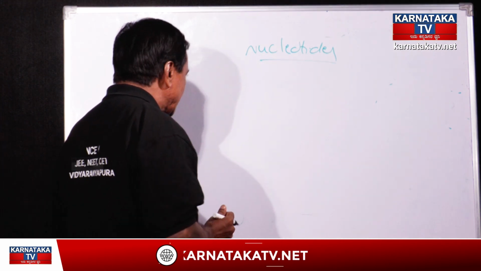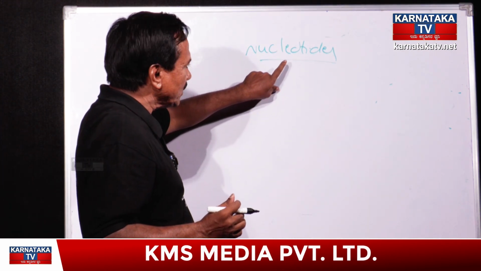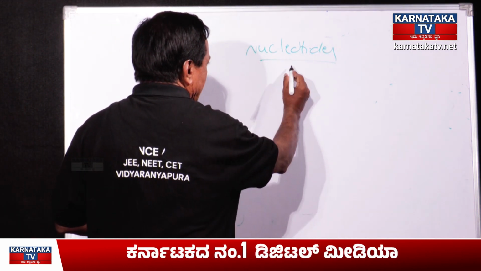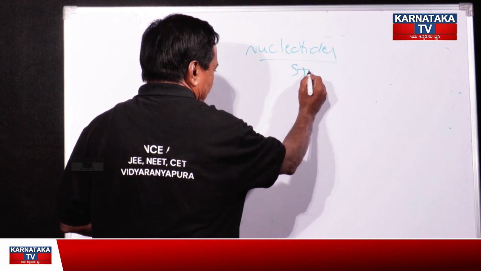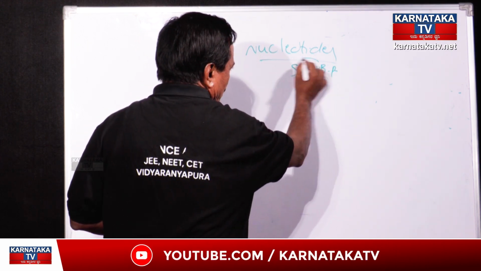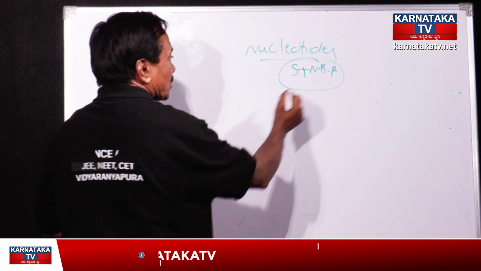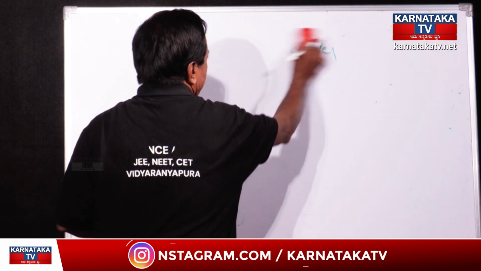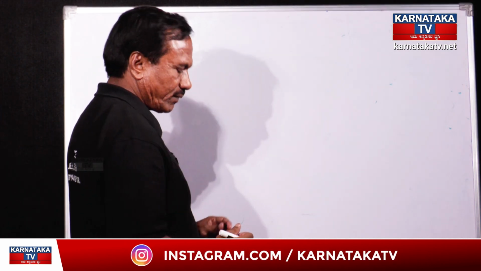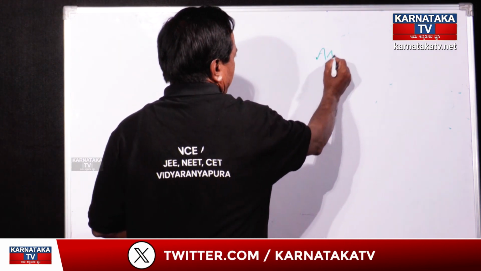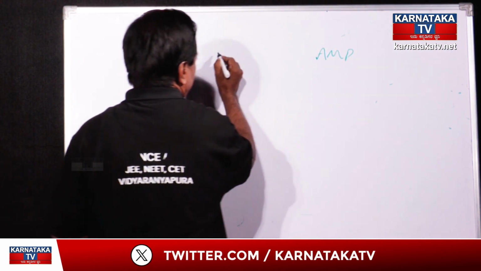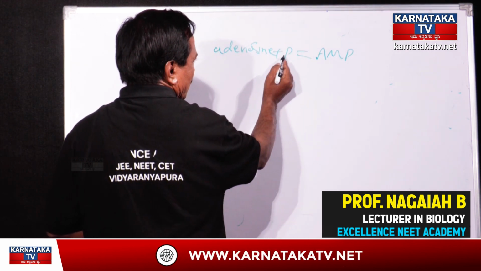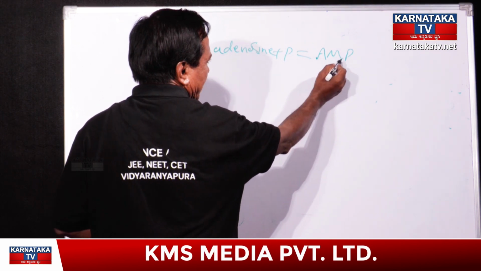Then what are nucleotides? Nucleotides are the combinations of nucleosides plus phosphate group. Or you can say nucleotide is a combination of one pentose sugar, one nitrogenous base and one phosphate group. The combination of these 3 together is called a nucleotide. Right. In case of RNA, there are 4 nucleotides. For example, AMP, adenosine monophosphate. Single phosphate. Adenosine monophosphate is a nucleotide.